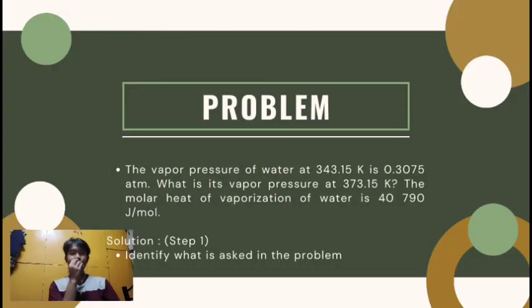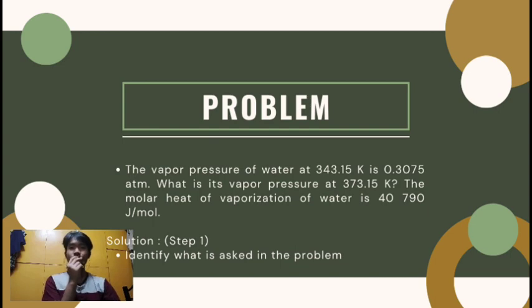Now let's have a problem using the Clausius-Clapeyron equation. The vapor pressure of water at 343.15 Kelvin is 0.3075 atm. What is its vapor pressure at 373.15 Kelvin? The molar heat of vaporization of water is 40,790 joules per mole.